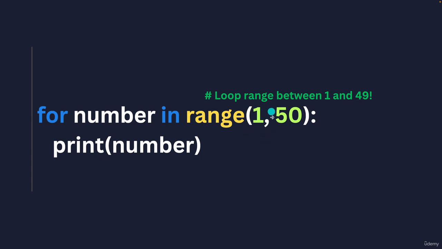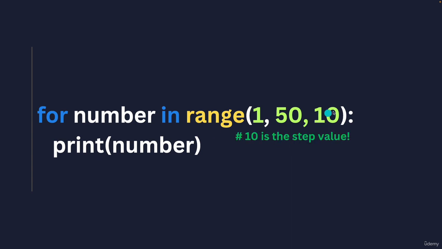So this essentially means that this for loop is going to loop between the numbers 1 to 49. That is basically how a range function works. Essentially, you loop between a certain amount of numbers or values. If you want to make it a little bit more advanced, you can add another value inside the parentheses, which is the third value. And this is basically the step value.